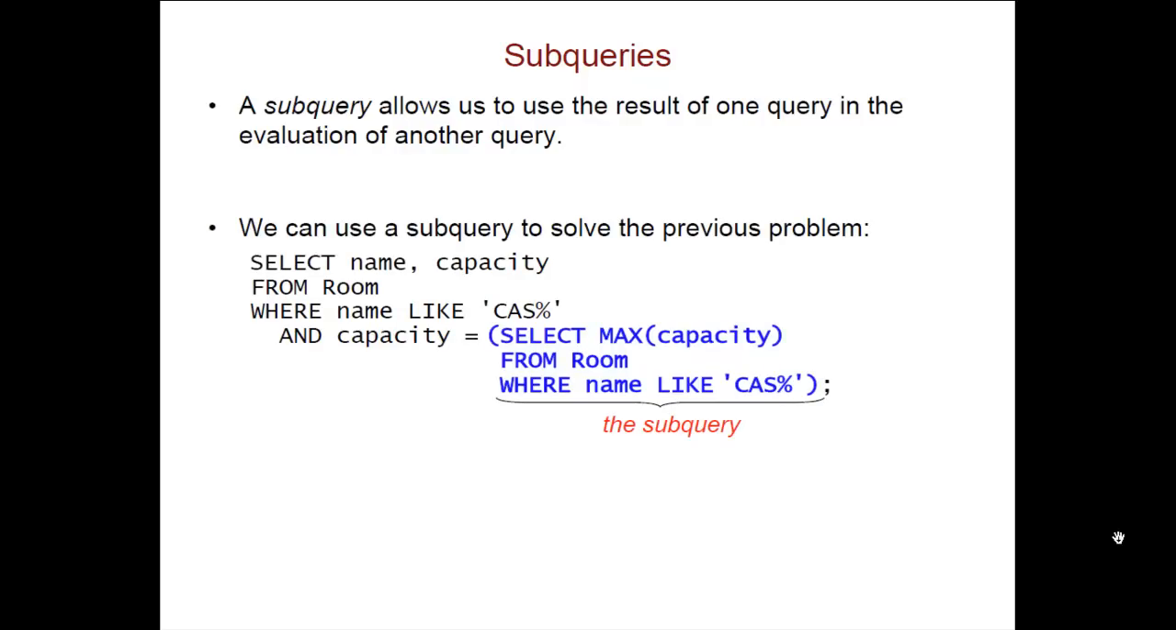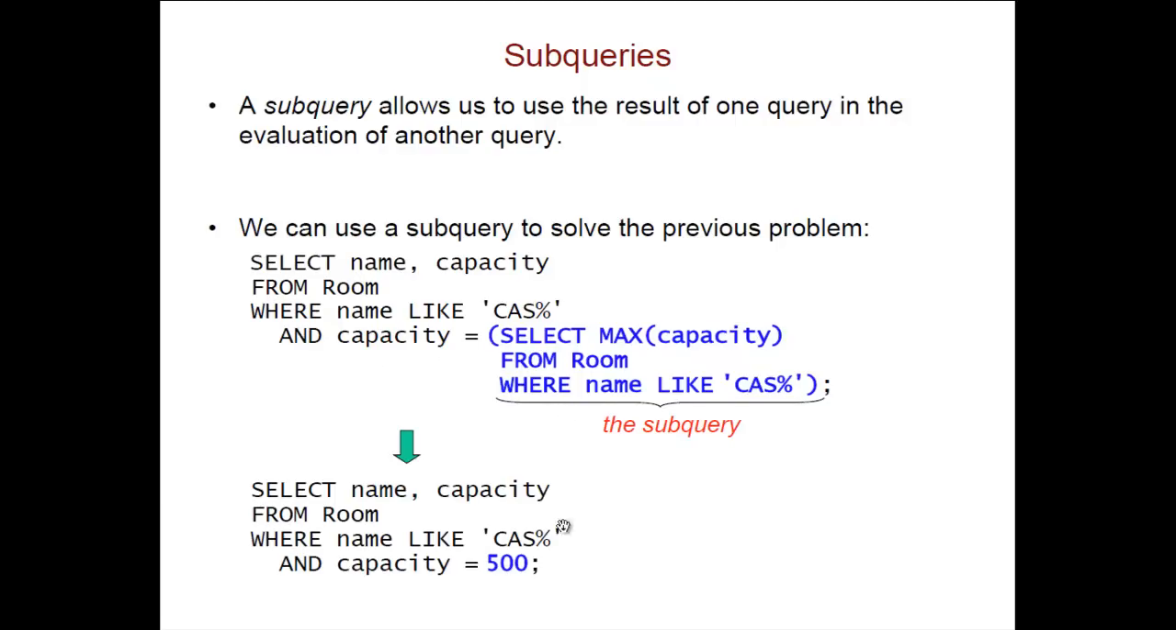And this is what it looks like. The subquery is highlighted in blue here, and you can see it's the previous query that we looked at that just finds the largest capacity of any room in CAS. And you can think of that as getting done first. So it's part of the where clause of this outer query, but it's essentially going to run first. It's going to give us the 500, and so now we know which capacity we're looking for.